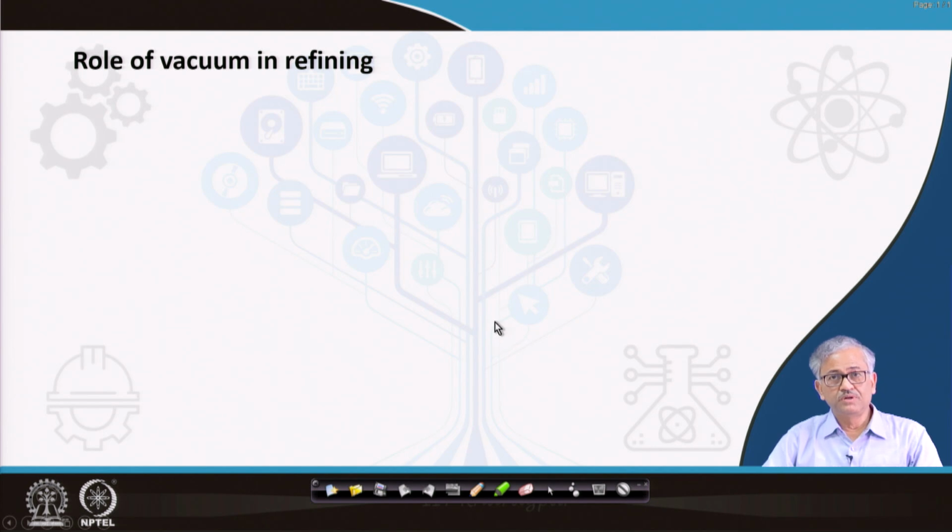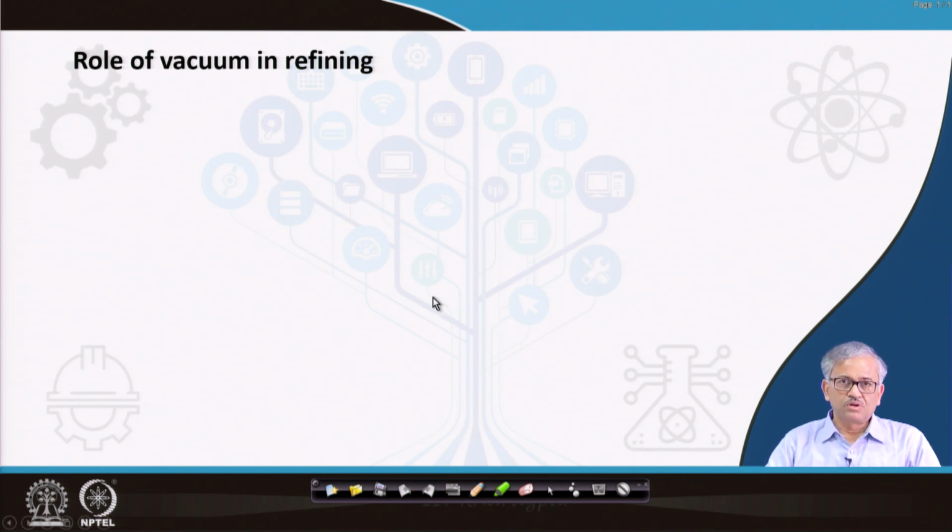So, role of vacuum in refining. Why? What is the role of vacuum in refining? Basically, some dissolved gases, that is the gaseous impurities like hydrogen, nitrogen, and oxygen. Basically, these are the three major gaseous impurities in liquid steel, and they have very limited solubility in the solid state. Liquid iron can accommodate a lot of gaseous impurities in its structure, which, when you solidify it into solid steel, their solubility is very low.